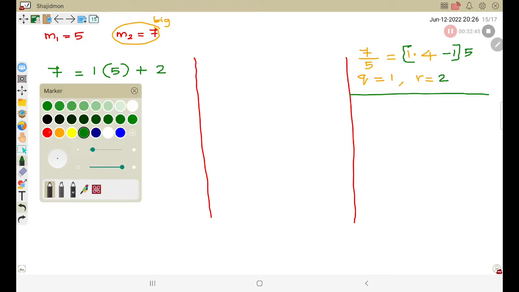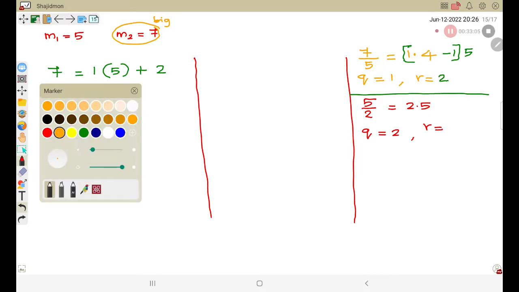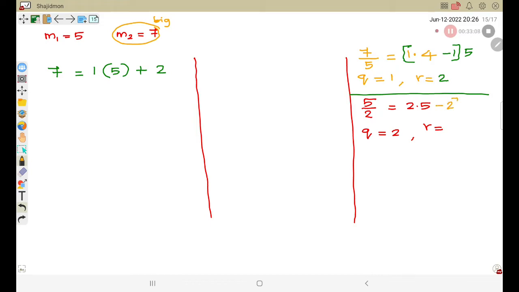Now again we take the numbers 5 and 2. 5 divided by 2 is 2.5, so the quotient is 2. For the remainder, subtract the quotient 2 multiplied by the divisor 2 from 5, and we get remainder 1. So we can write 5 equals 2 times divisor 2 plus 1.